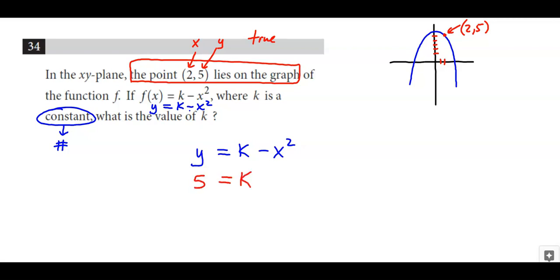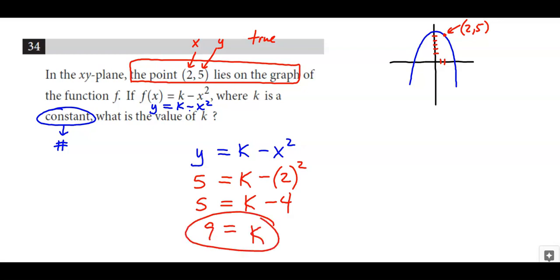I don't know what k is. That's what I'm trying to figure out. And then I'm going to plug in the x, which is 2. And we have an equation that says 5 equals k minus 4. And we add 4 to both sides. And we figure out k equals 9. So my graph over here was way off. It was actually shifted up at a height of 9. But I think it's much easier to solve this one using algebra.